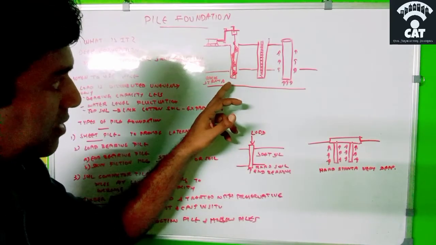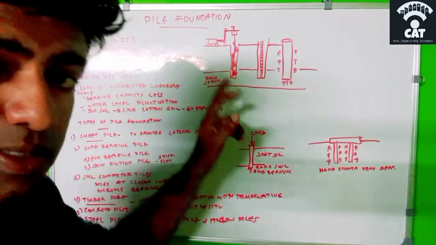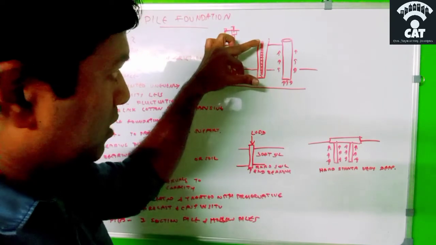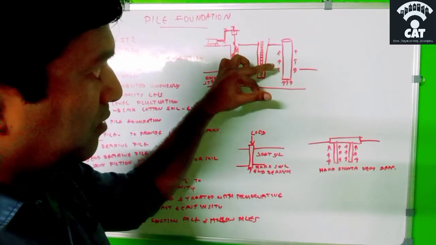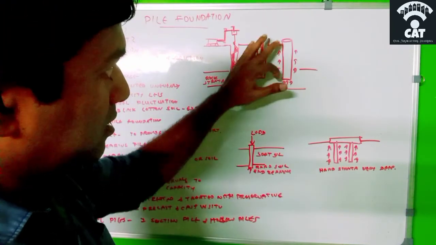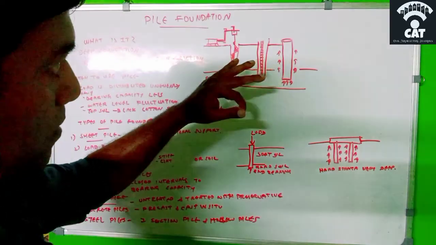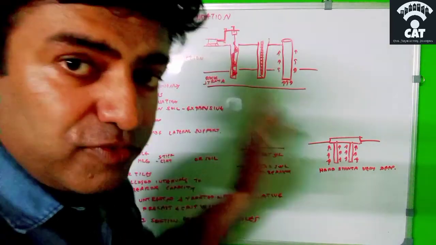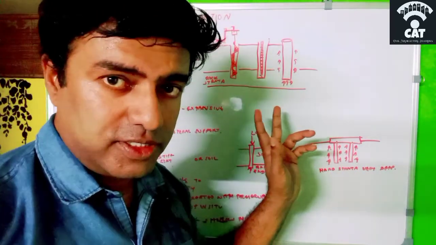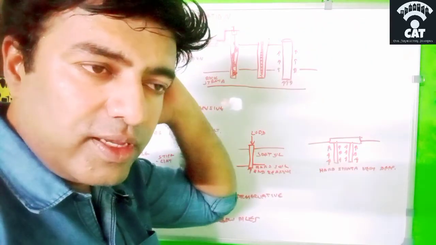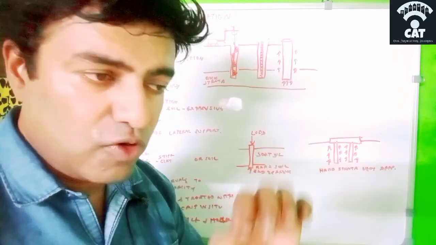Once the hard strata is reached, the boring will stop, and then they will put the reinforcement like this, and then with the help of bentonite and concrete they will make this concrete pile. So this is the process by which we make a pile foundation, which is also a deep foundation. We do these things according to the nature of the earth.